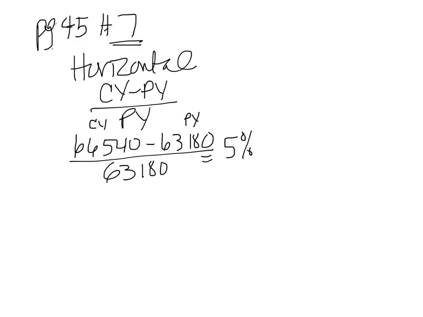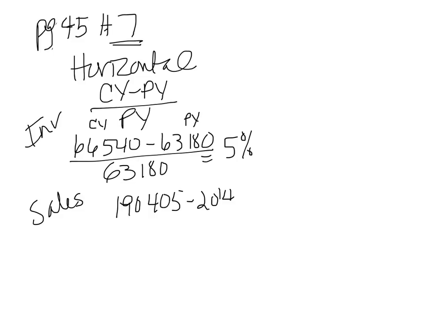Then this is for inventory. If we wanted to do it for sales, we would do 190,405 minus 201,450. Right here we can tell sales declined. We would divide that by 201,450. And if we did the math on this, 190,405 minus 201,450 gives us a change of 180.